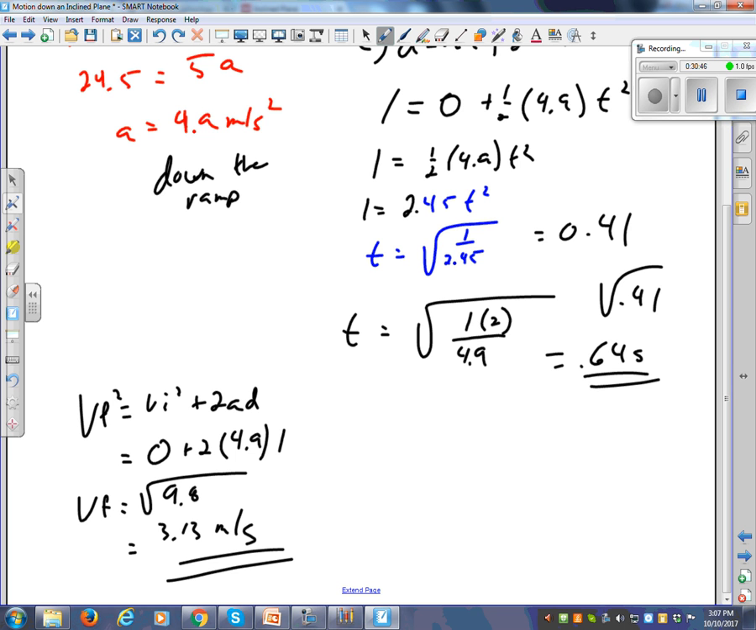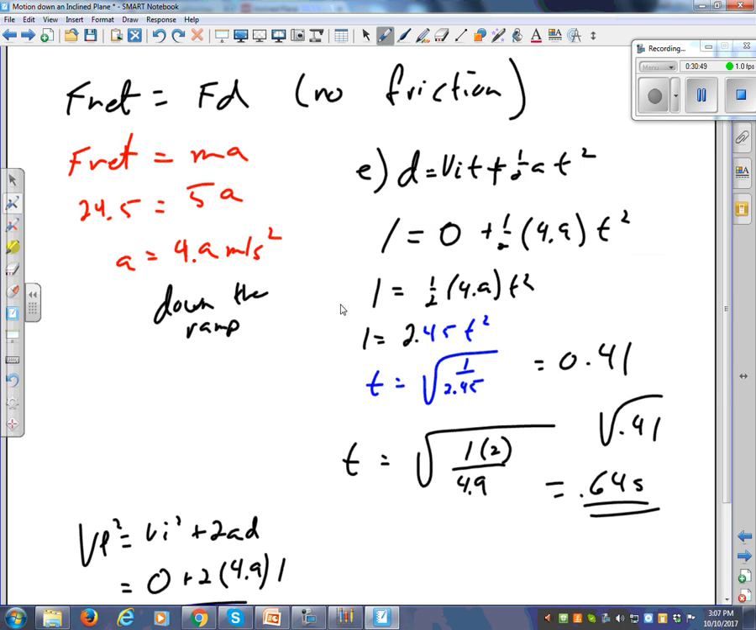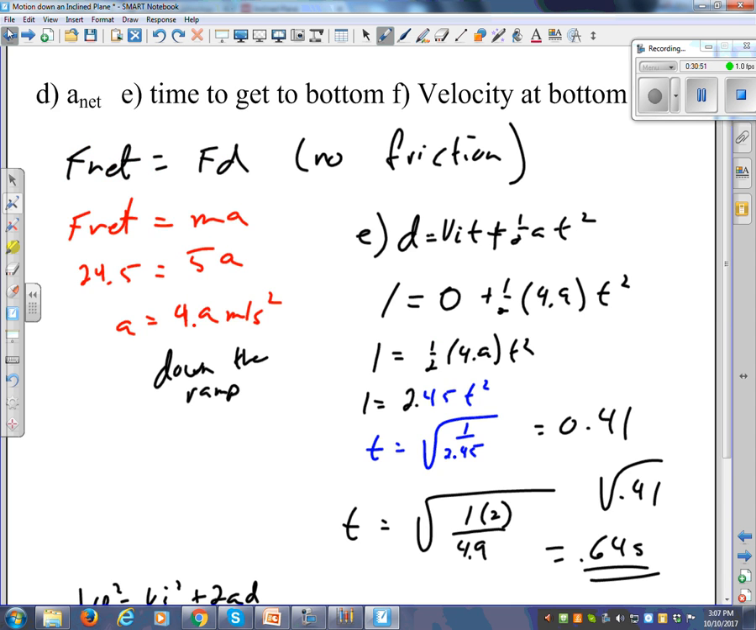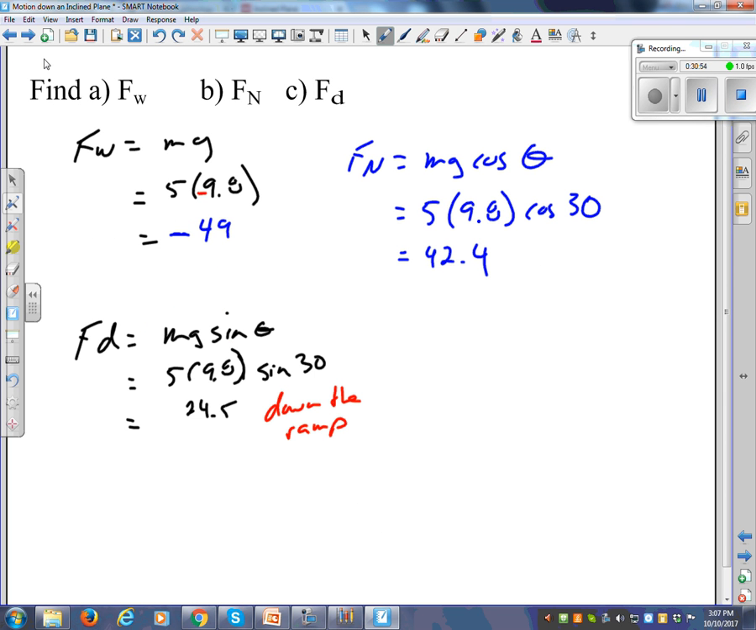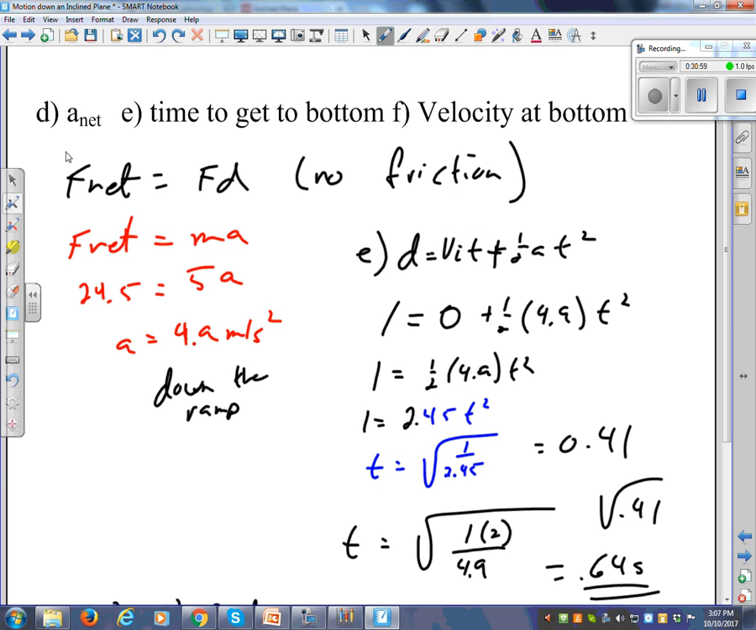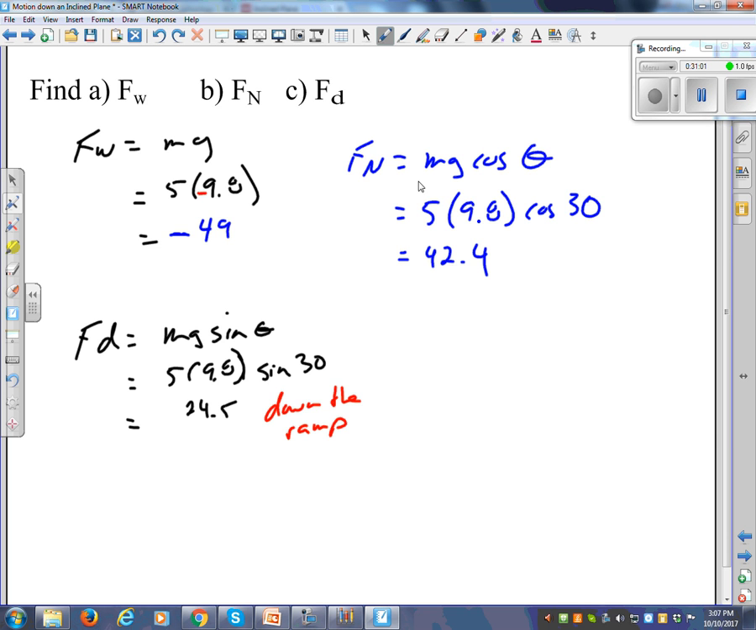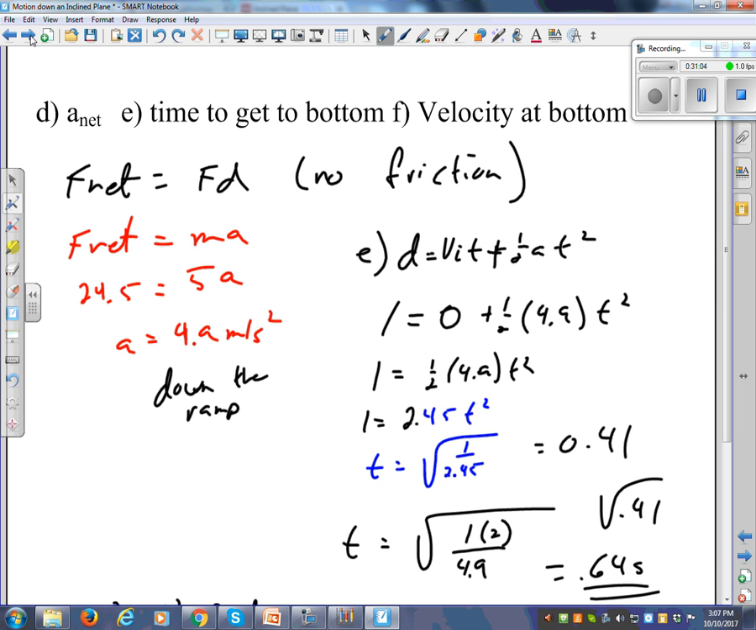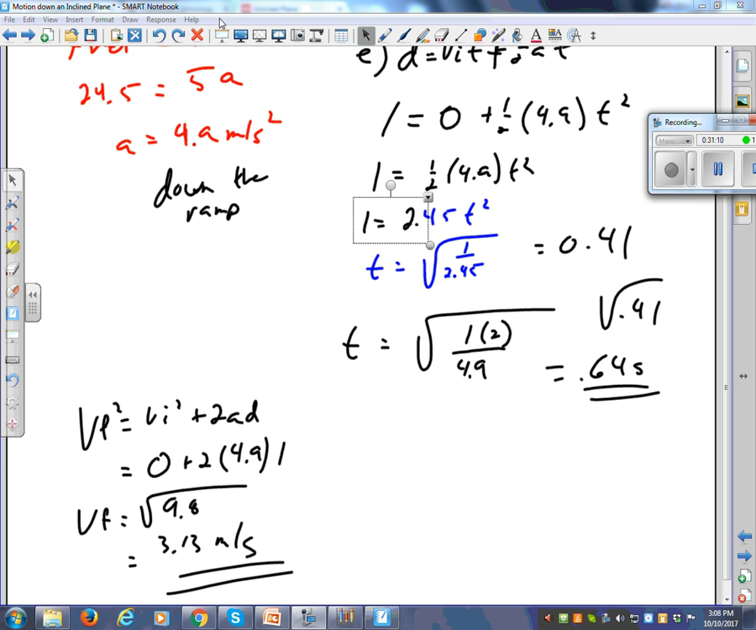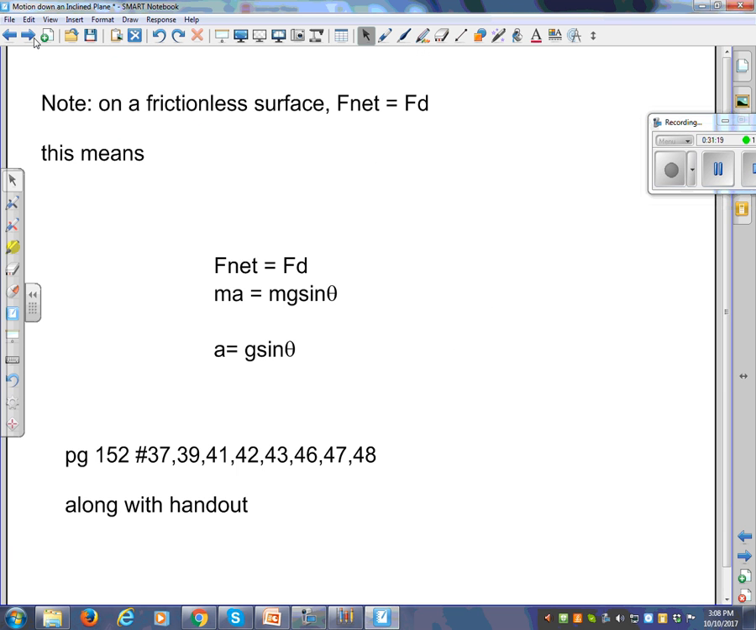None of this is really new. The only new part is this, and we only use this to get FD, which became our FNet. Once we get into friction, then this one will come into play a little bit more. We are currently talking about frictionless ramps. Wait, can you go back to go down? Yeah, because you've got to understand what's going on behind the scenes before you can make it simple. So pay close attention.